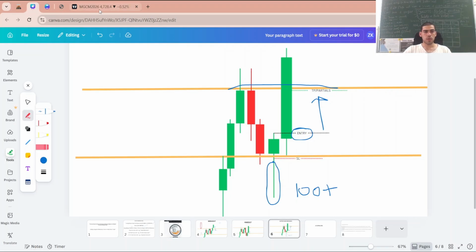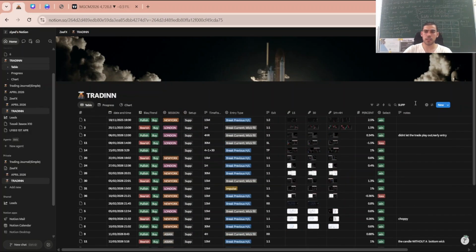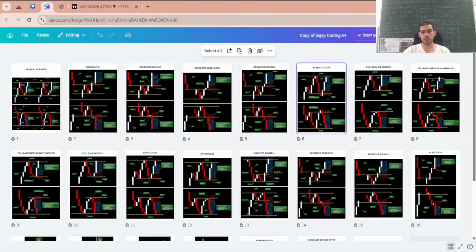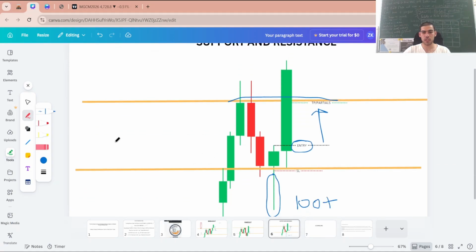So now I'm going to show you some real examples from my support and resistance. Let me show you some examples. Actually, I forgot to mention this, guys, but this setup has the highest win rate among all these other setups. This is the best setup to take. Its win rate is about 90%.